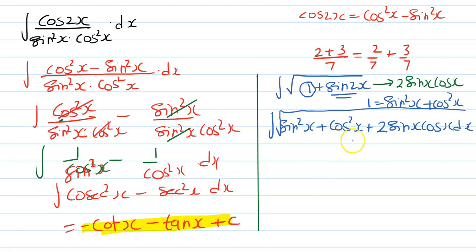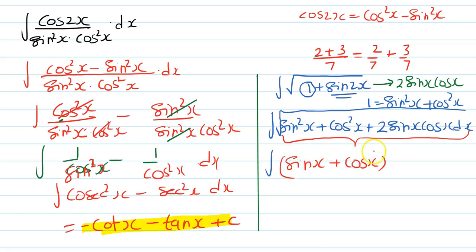Okay, so sin square x plus cos square x plus 2 sin x into cos x. This whole thing is sin x plus cos x whole square. Yeah, if you expand it, then you will get this. So once you remove the square root sign, the square is gone, and we are left with sin x plus cos x.